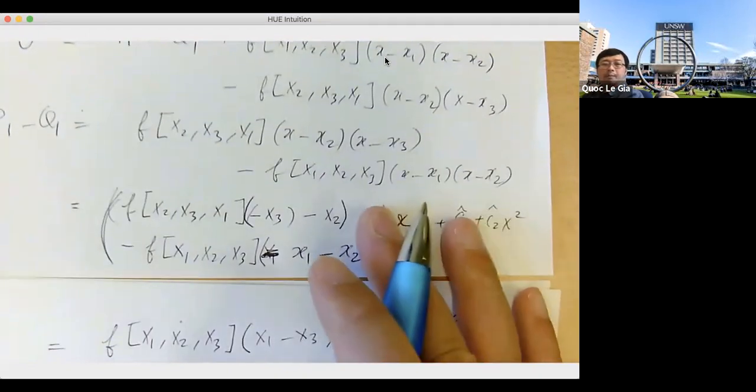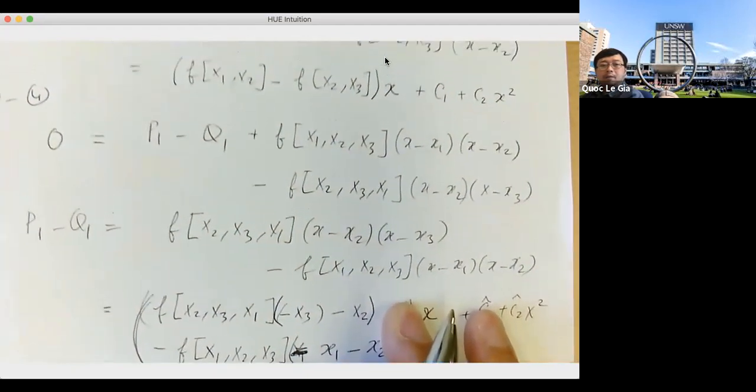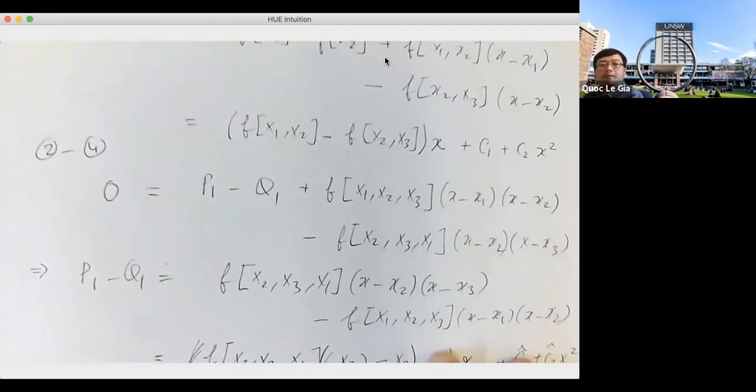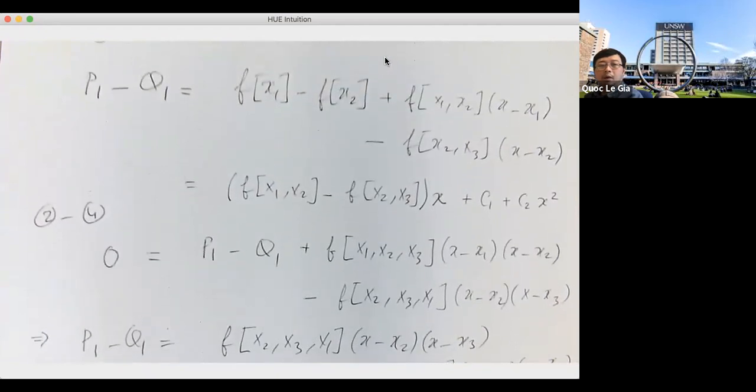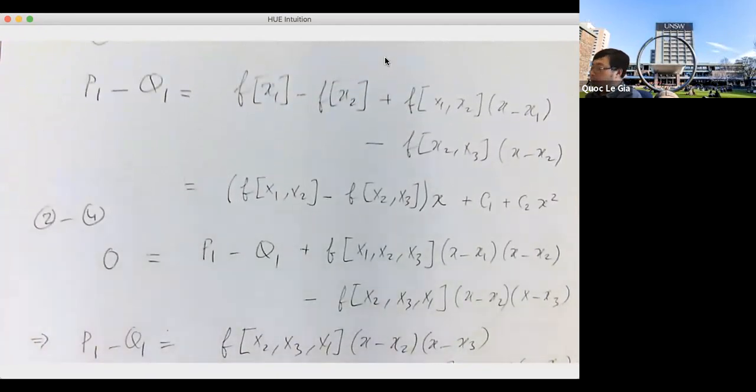And now you look back at this. Previously you got P1. Okay, so you got P1 minus Q1, yeah, equal to this.